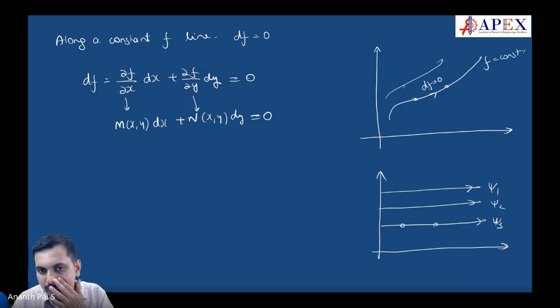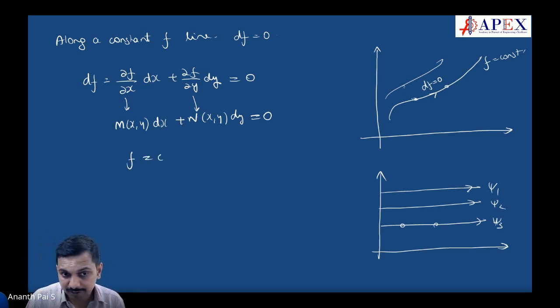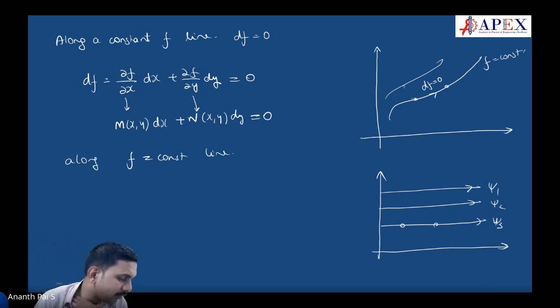Now, if along a constant line this is 0, we can say that f is equal to constant, is it not? Along the line, f is equal to constant, right? So now, if I say here, what happens? Dou f by dou x is equal to m, dou f by dou y is equal to n.